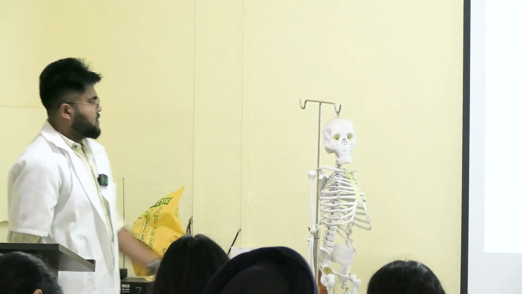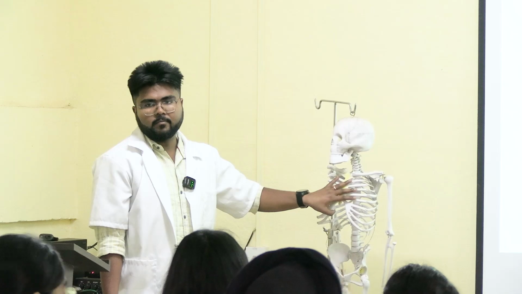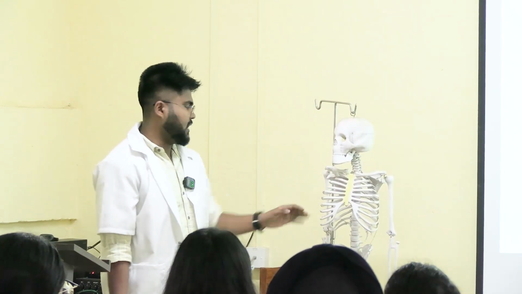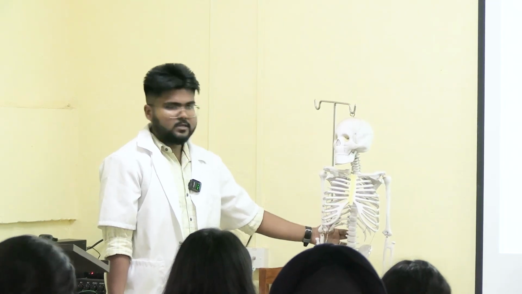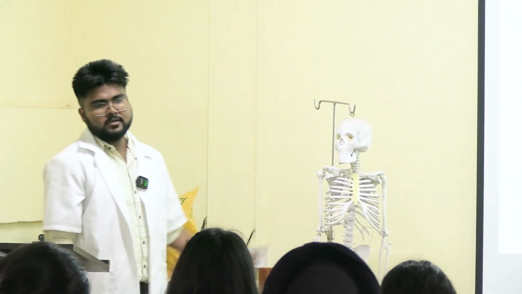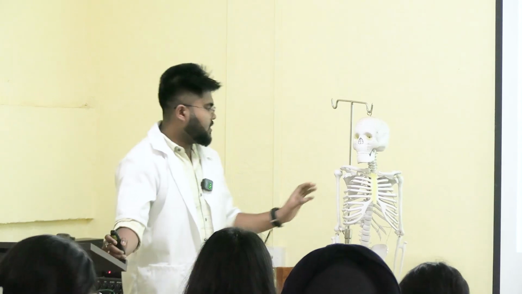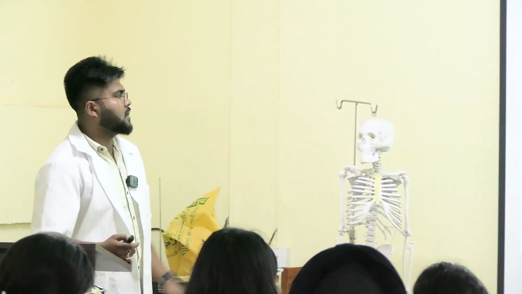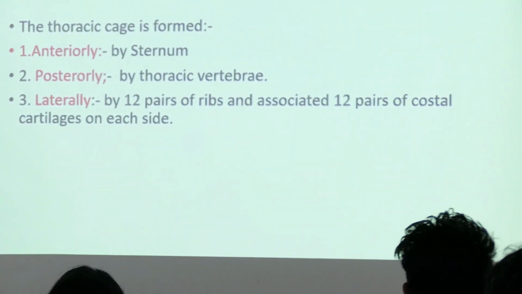So how is this thoracic cage formed? Anteriorly the sternum, posteriorly T1 to T12, and laterally the ribs. So how many ribs are there? 12 pairs along with the costal cartilage.